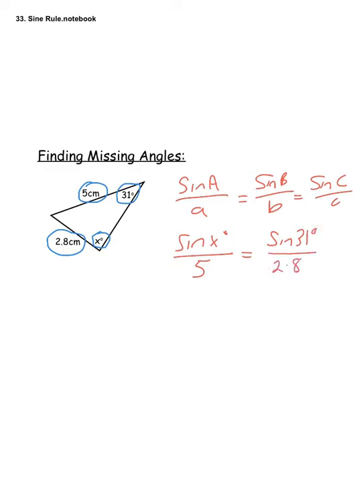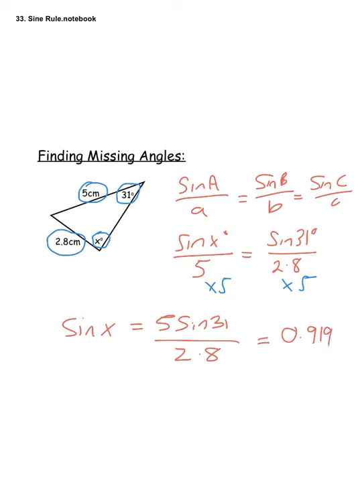2.8 centimeters on the bottom. Okay, same as last time, we need to multiply by the bottom of this fraction here on both sides in order to remove it. So we end up with sine x on its own is equal to 5 times sine 31 all divided by 2.8. This is equal to 0.919... big long decimal number.